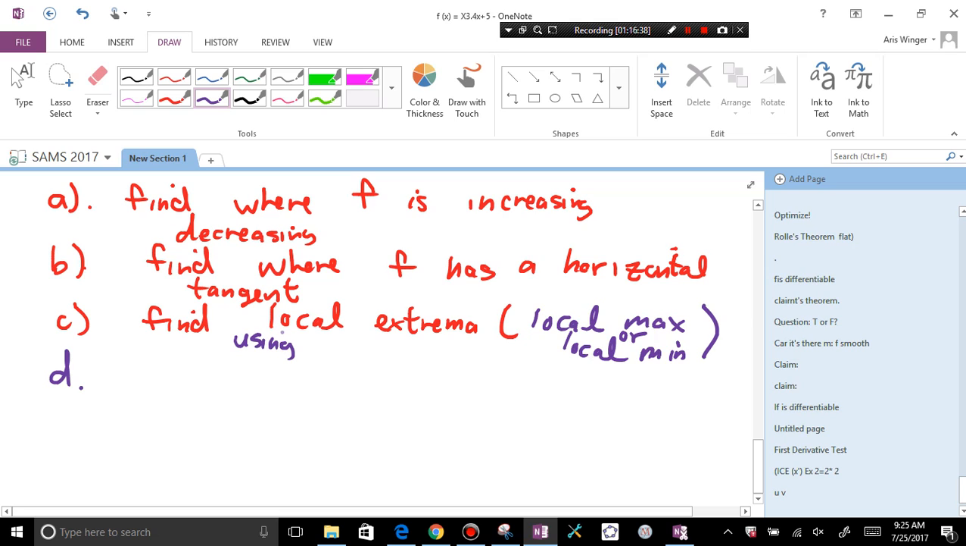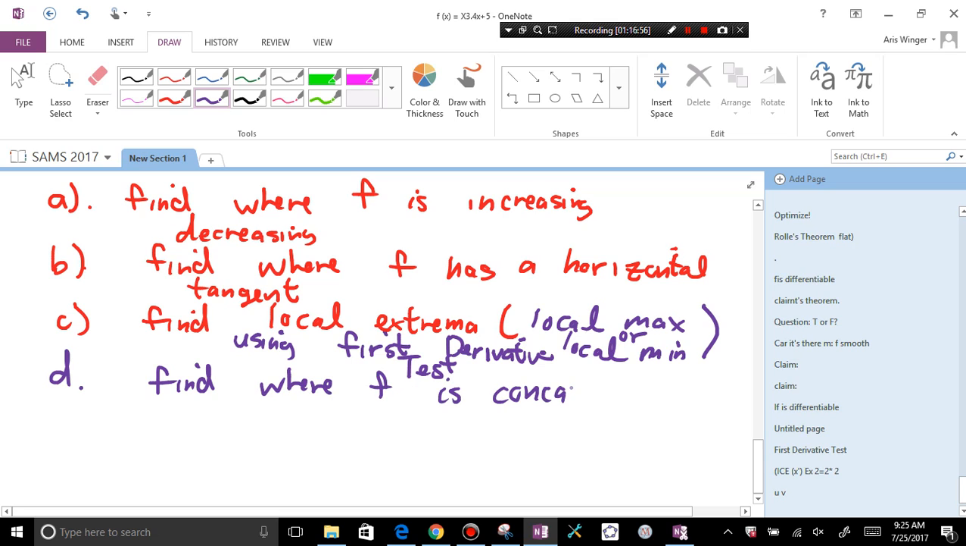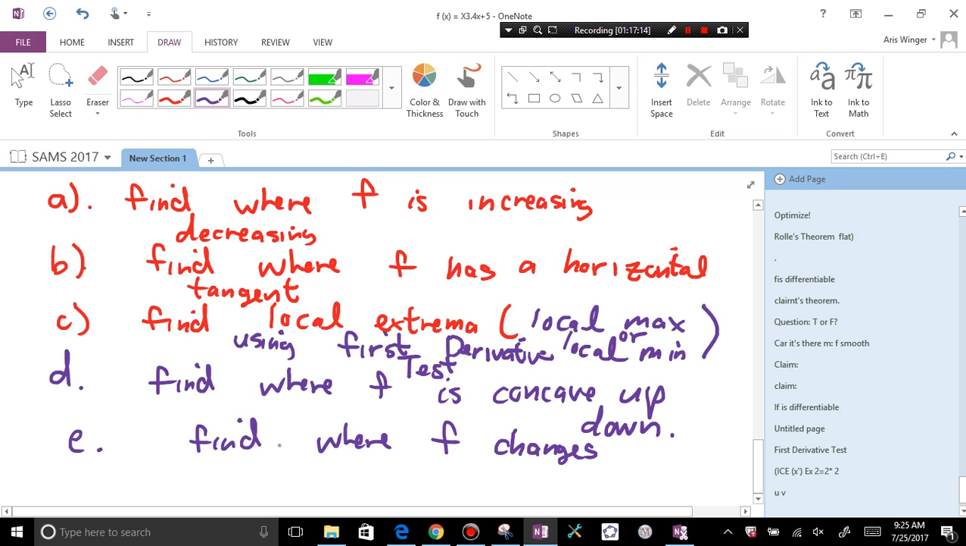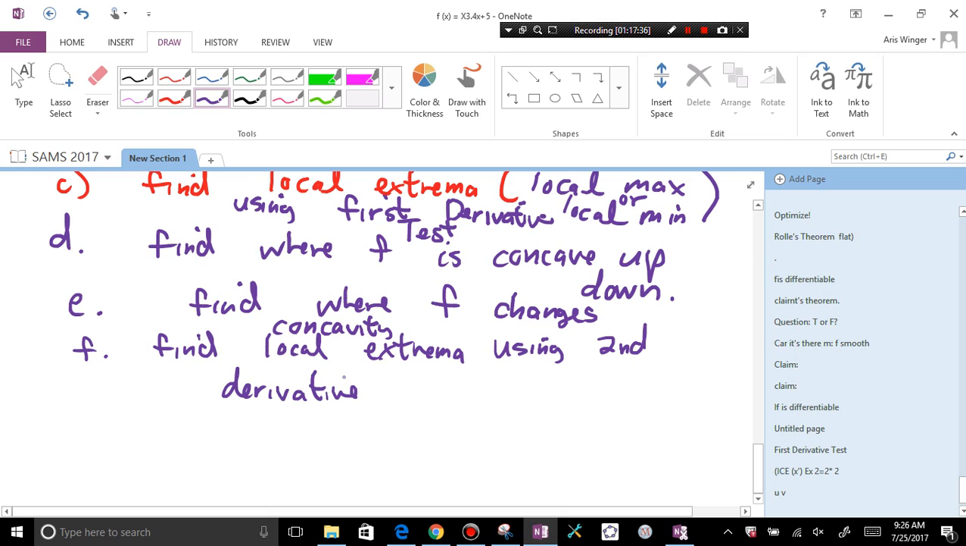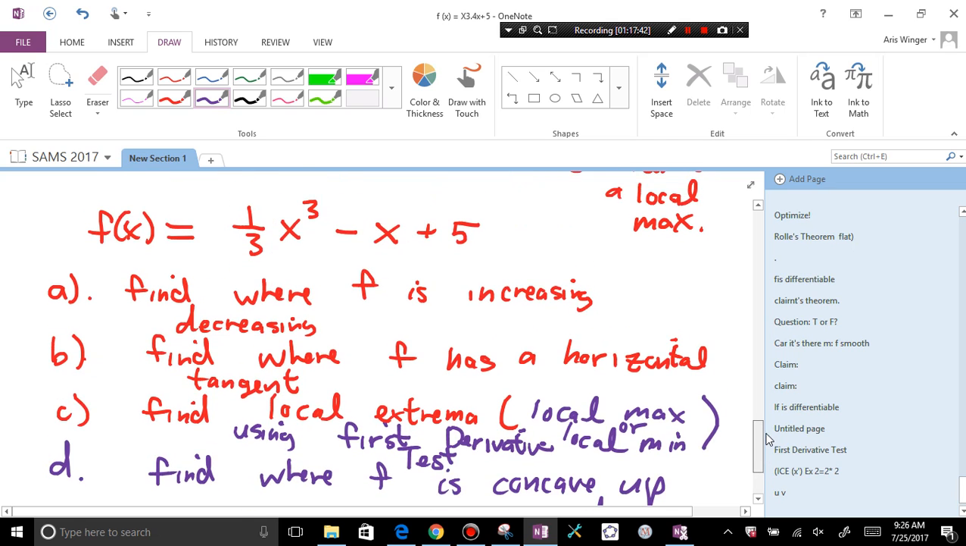So using the first derivative test, find where f is concave up, down, find where f changes concavity, and then find local extrema using the second derivative test for that function.